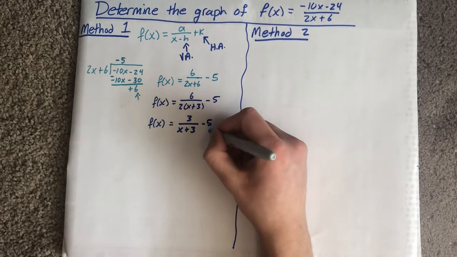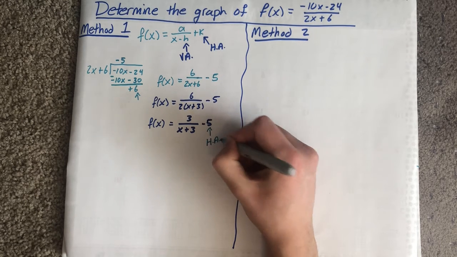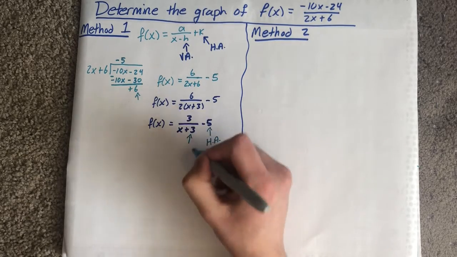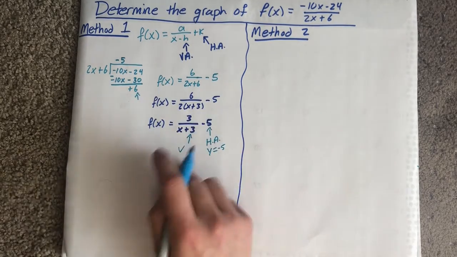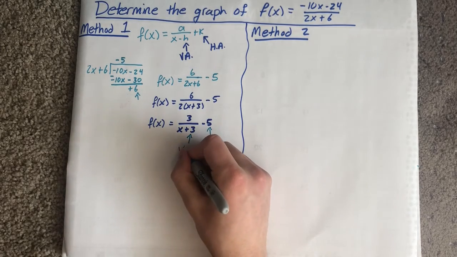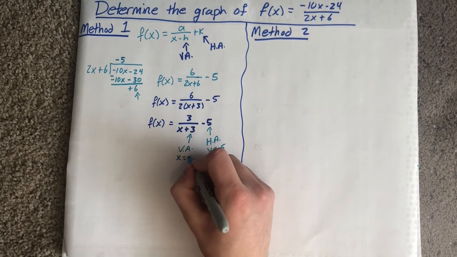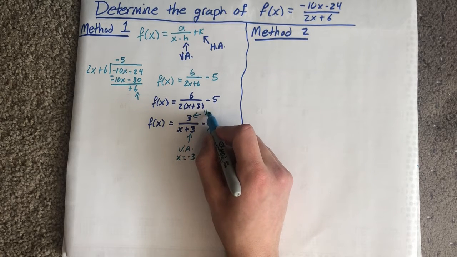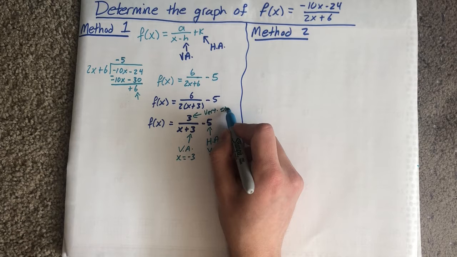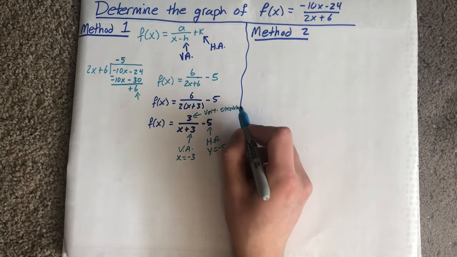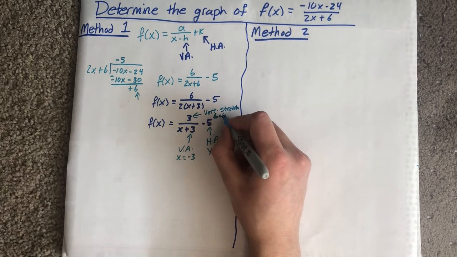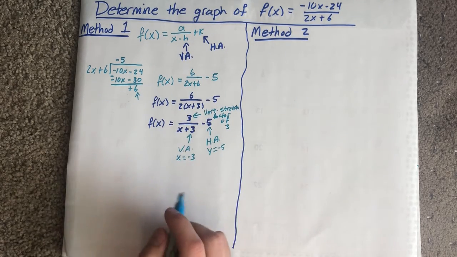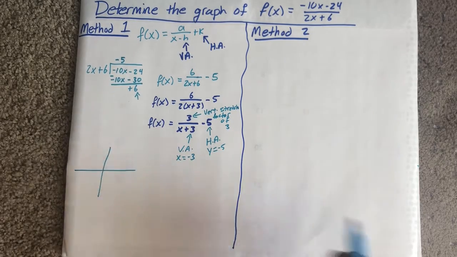So now we already know where our horizontal asymptote is. It's at y equals negative 5. We already know where our vertical asymptote is, at x equals negative 3. And we know that there is a vertical stretch by a factor of 3. So we can already start roughly graphing this thing.